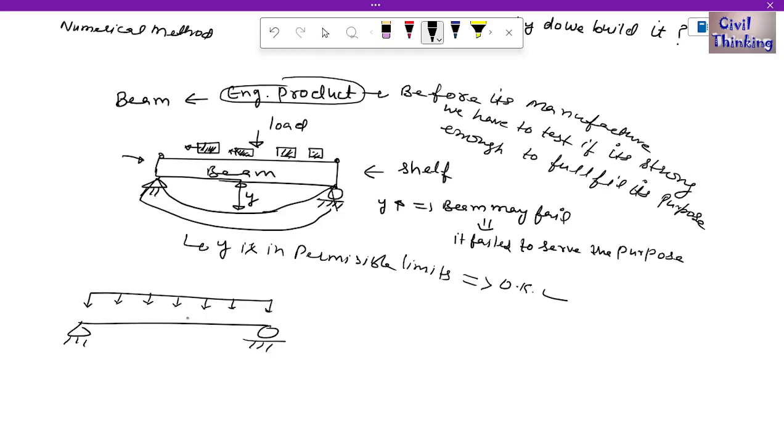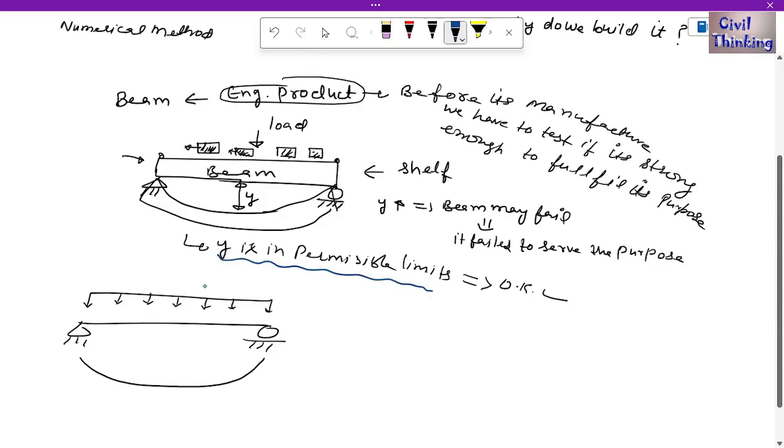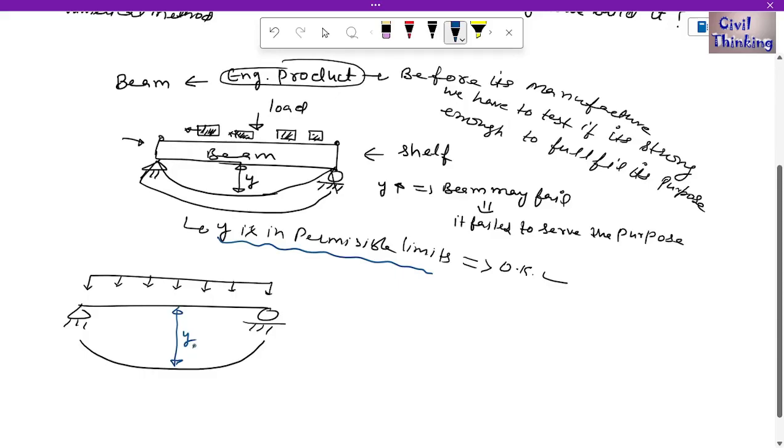Now coming to this, let us say we have this beam and we apply load. Of course it will deflect, right? Now we have to see if this deflection is in permissible limits. Let us say this is y, the maximum deflection. We have to check if it is in permissible limits. Let us call this y max, because deflection will be maximum at this point. Now let us say at any point x the deflection is y.